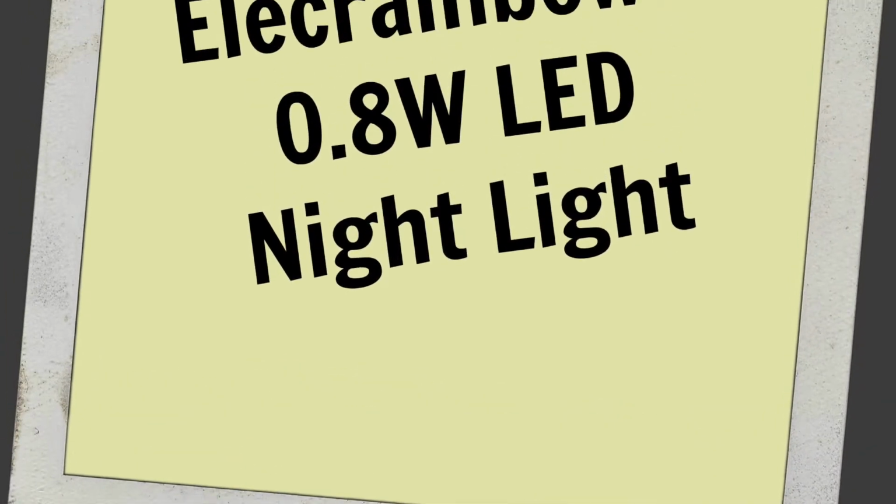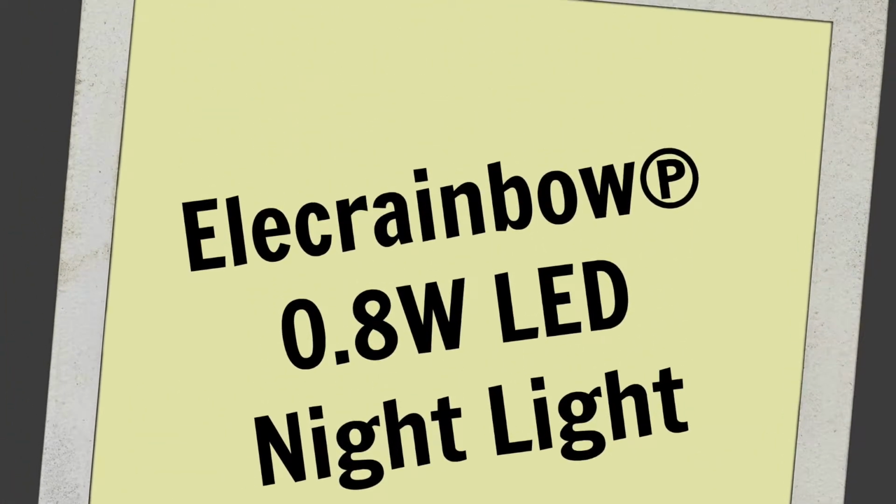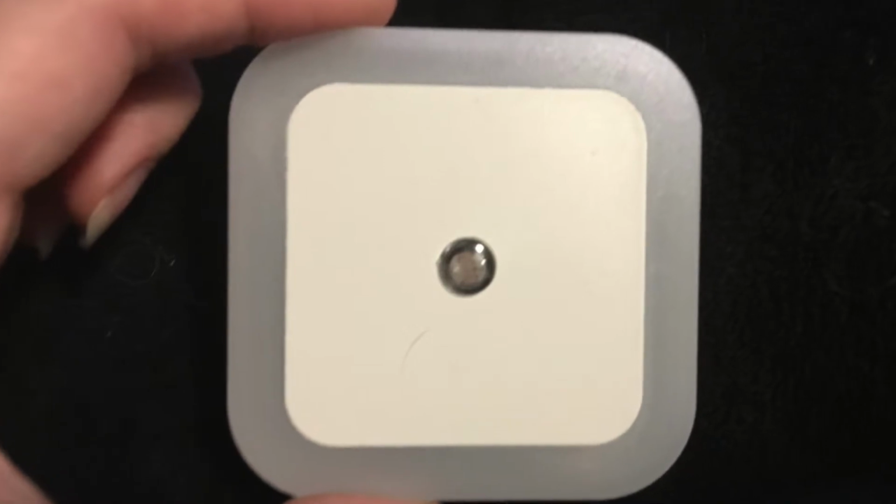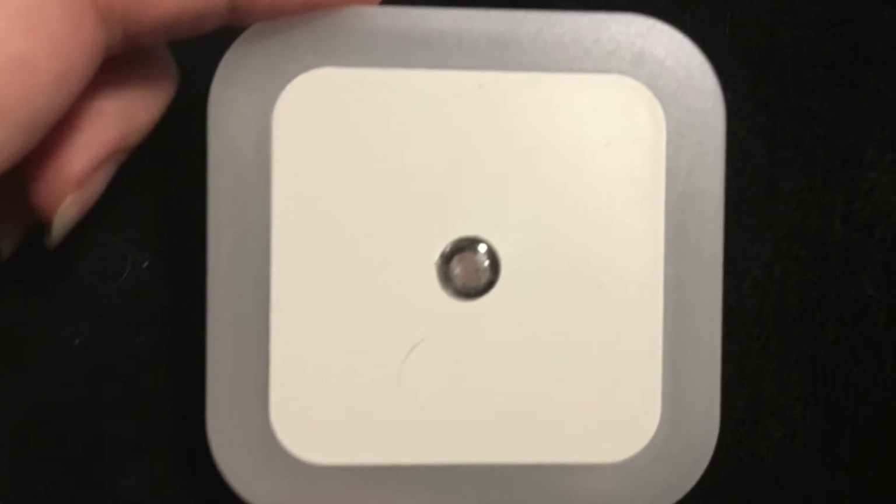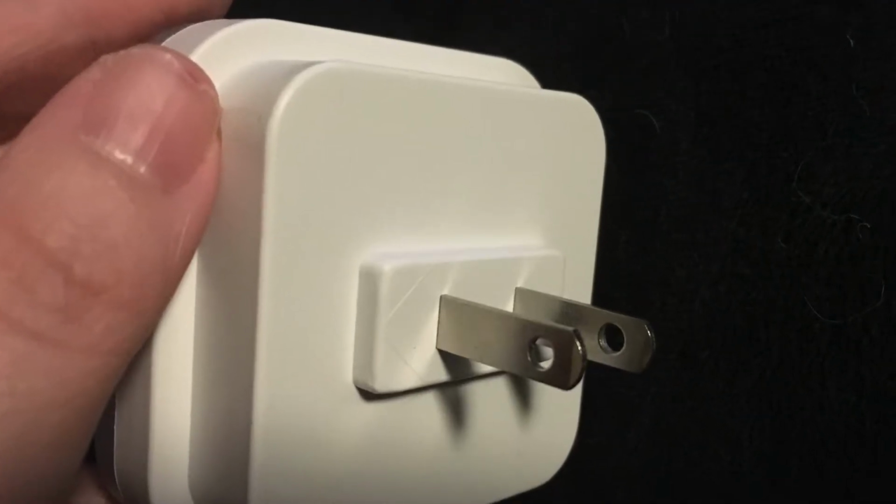Hi guys, I'm reviewing Elecrainbow 0.8 watt LED night light. Check this out, this is really tiny, it's practically palm size, much smaller than palm sized actually. Okay, here's a demonstration. Light was on, now it's off.